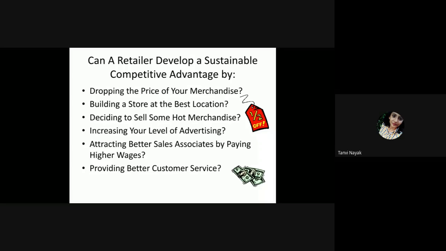And we have building a store at the very best location. See the advantage of the location. That location will be such that getting a little free space there should be difficult for any other competitor. So see to it that the location is accessible to all your target markets and customers, right? And then deciding to sell some very hot merchandise which may not be available with your competitors. If some customers want such unique merchandise, products or services, they should have to visit your store only.